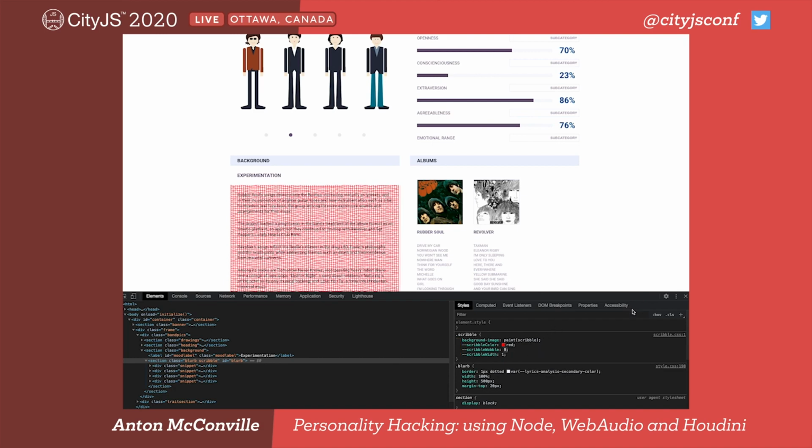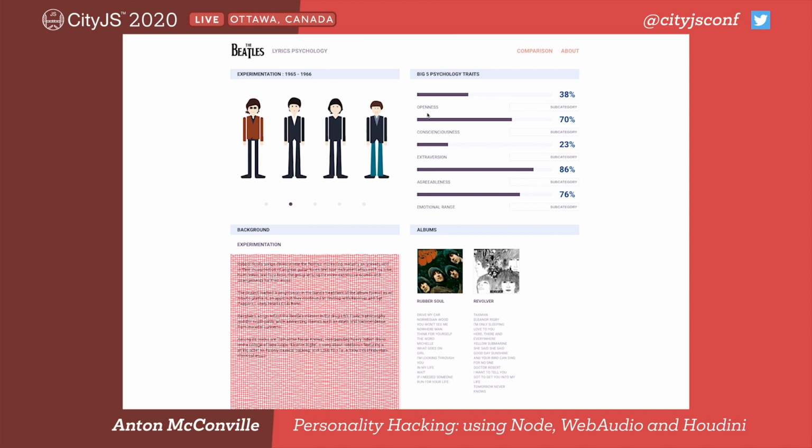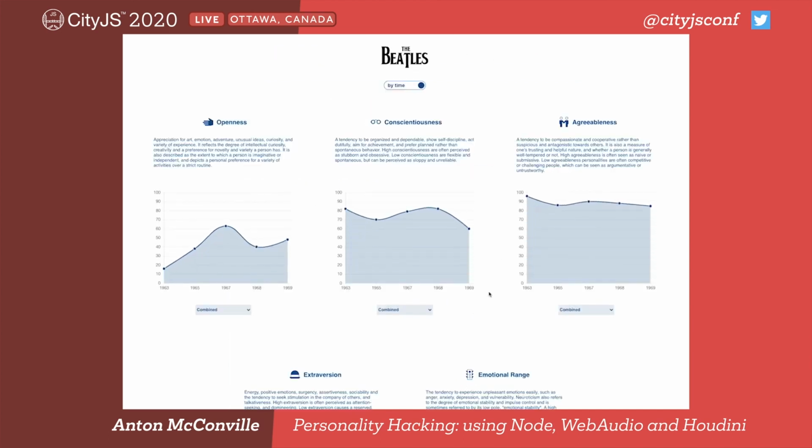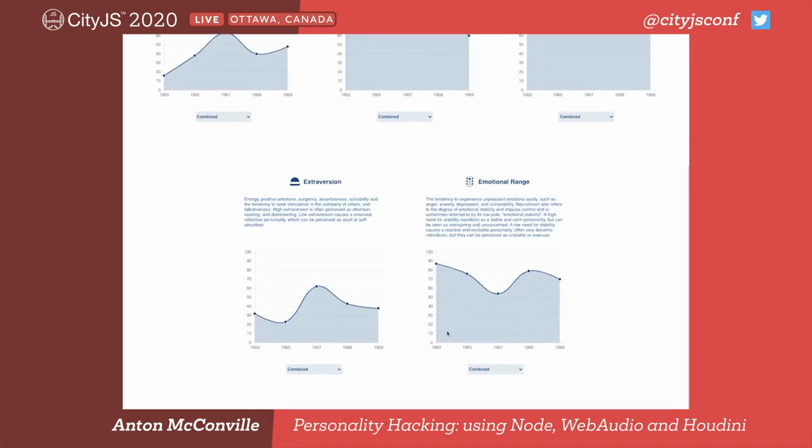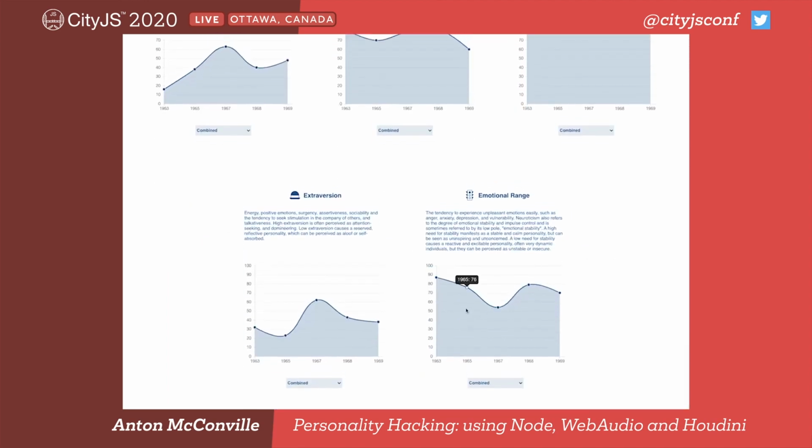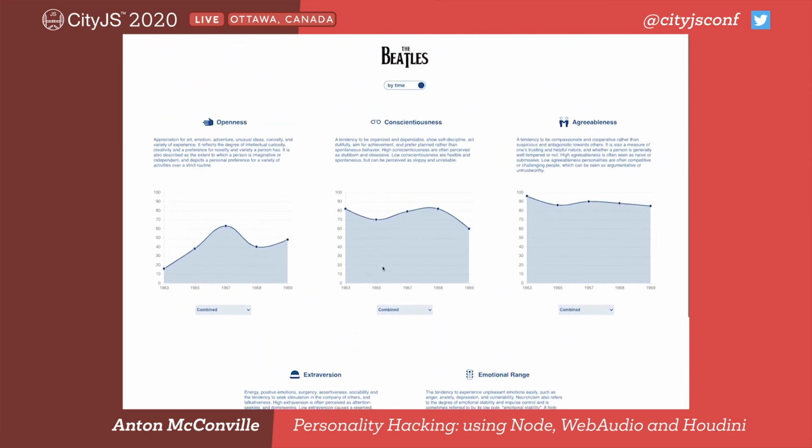So fun ways of using that technology. And again, looking at the timelines of the Beatles, you can see the emotional range dips for the psychedelia era, and climbs again as they progress through, and their openness peaks at the psychedelia era, so their creativity is at its peak at that point.